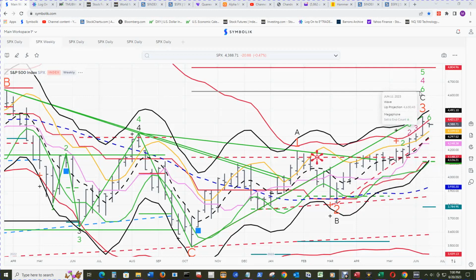And again, this is DeMark's version of the up projection for D wave 3, and my projection using closes is 4478.49, and DeMark uses highs and lows. So 4478.49 puts it somewhere between the upper Bollinger Band and the upper Stark Band.